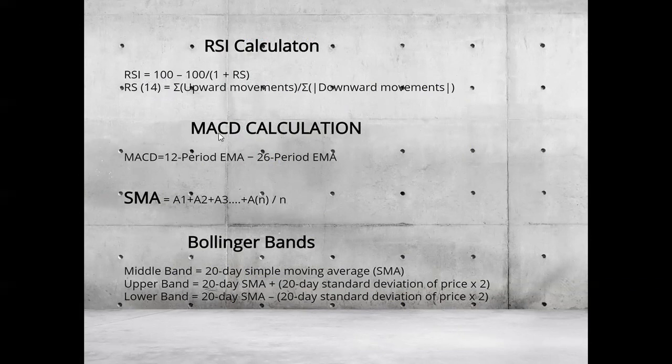Let us take our next favorite traditional indicator. This is called the traditional MACD, moving average convergence divergence. What is moving average convergence divergence? MACD is the 12 period EMA minus the 26 period EMA, and they do a lot of analysis around this.